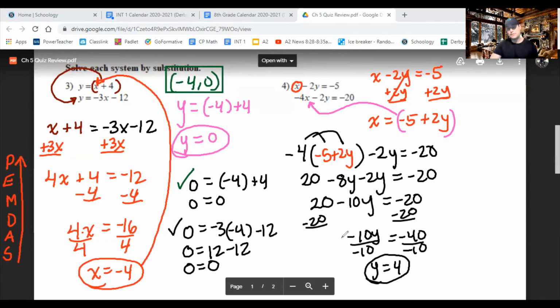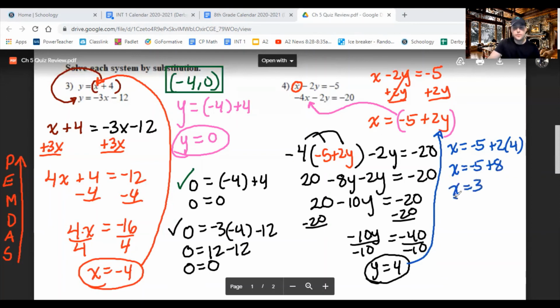So you are 95% of the way there practically. Let's go get the other variable, the x variable. It's really simple. You've done all this hard work to figure out what y is, so put that 4 in place of y right there. X equals negative 5 plus 2 times 4. X equals negative 5 plus 8, or x equals 3. So you believe the solution to be 3, 4.